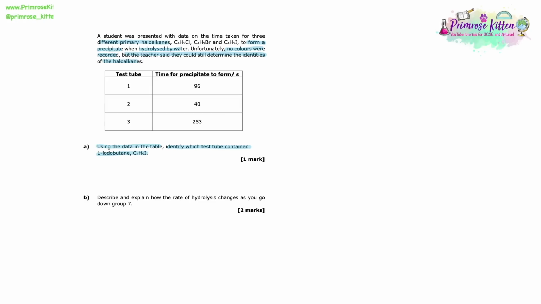1-iodobutane. So what we should understand here is that the C-I bond is the one with the fastest rate of hydrolysis out of all the C to halogen bonds. So here we can identify that because it took less time for the precipitate to form, we must therefore say that 2 has the fastest rate of hydrolysis, and therefore 2 is 1-iodobutane.